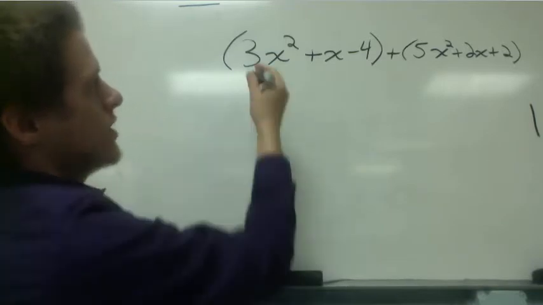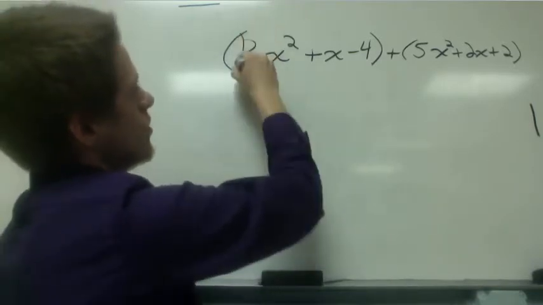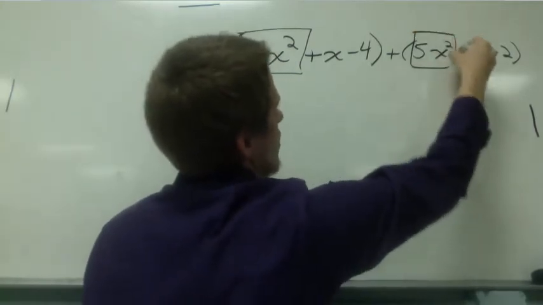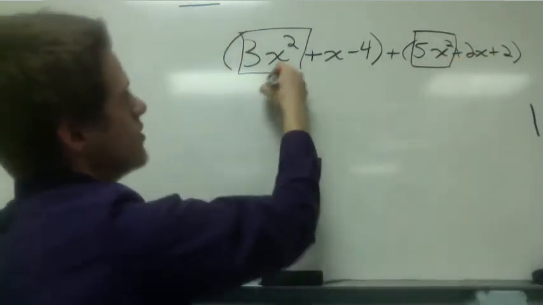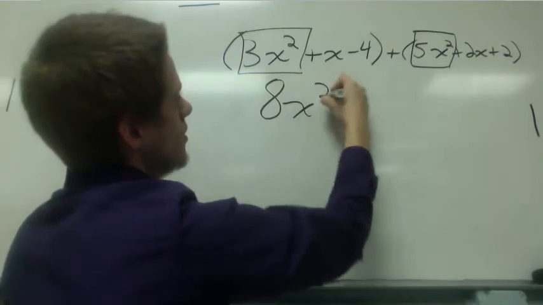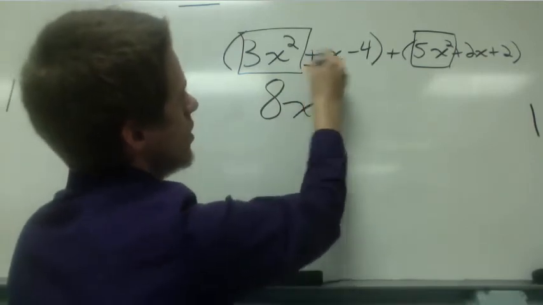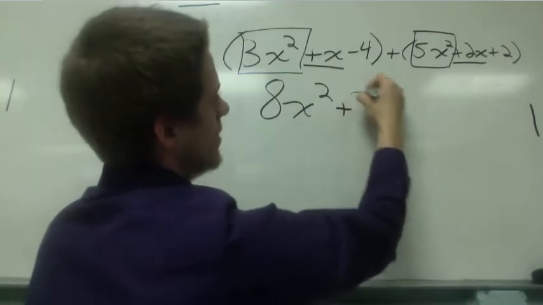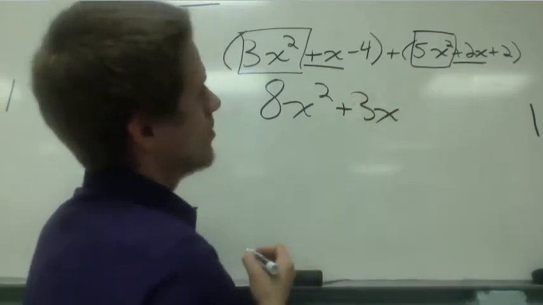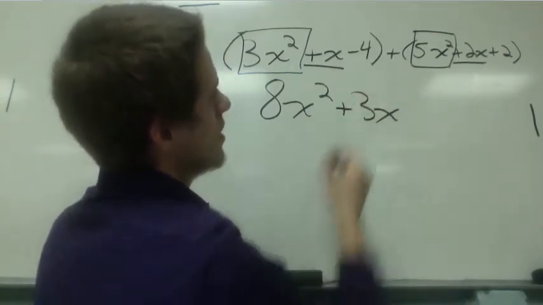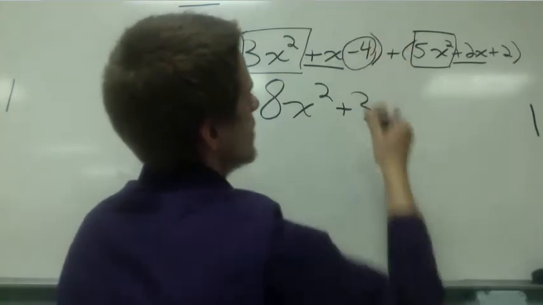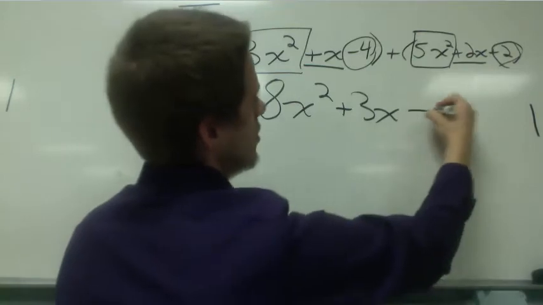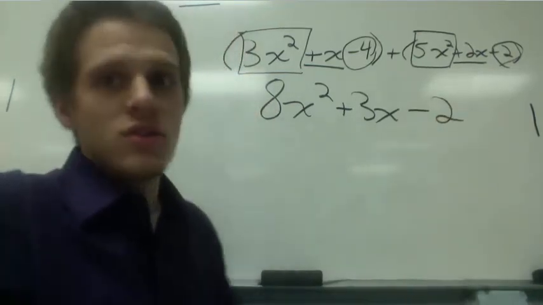When we look at this, 3x squared, that's a like term with 5x squared. So let's combine those. It would be 8x squared, positive x, positive 2x. Those combine, add them, and they're plus 3x. Got a minus 4 and a plus 2. When we add those, you get minus 2.